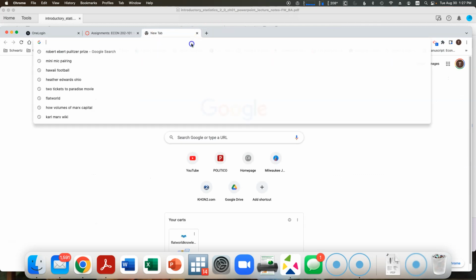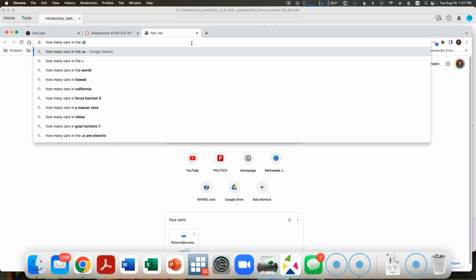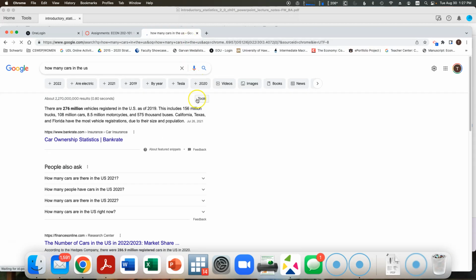So why don't we just do something like this? 276 million vehicles registered in the U.S. Now, of that, we can see we have some samples here: cars, motorcycles, buses. We can see other ways of doing it. We could do it by state. So it gives us some kind of idea of understanding that statistic of a population of 276 million.